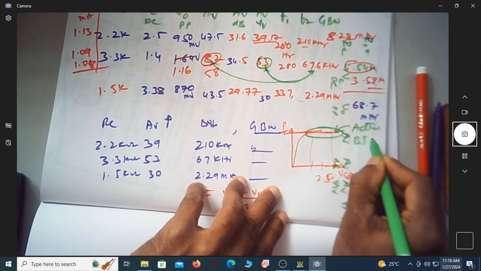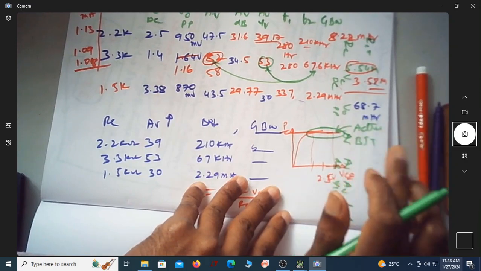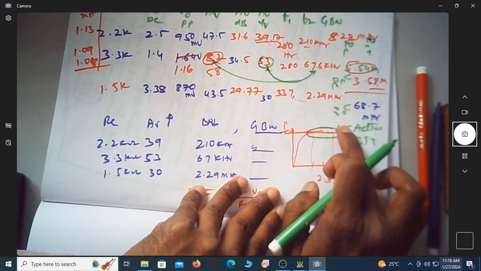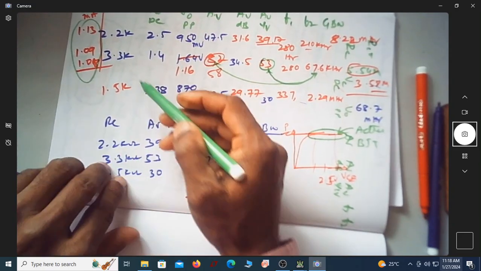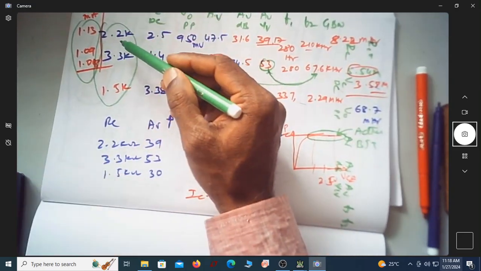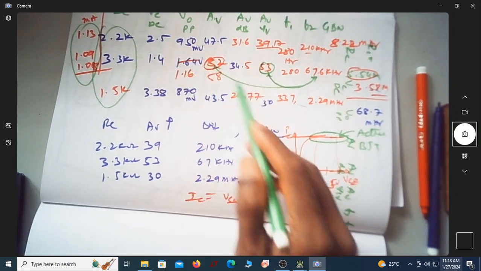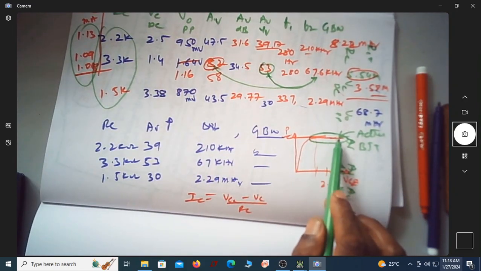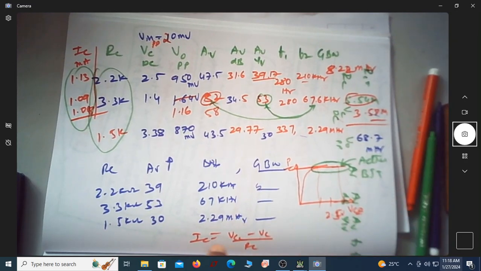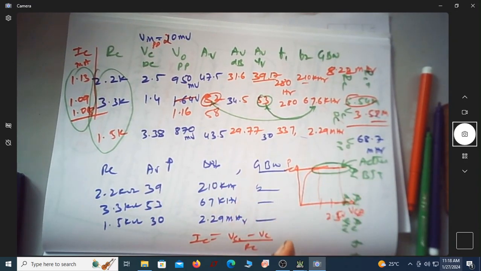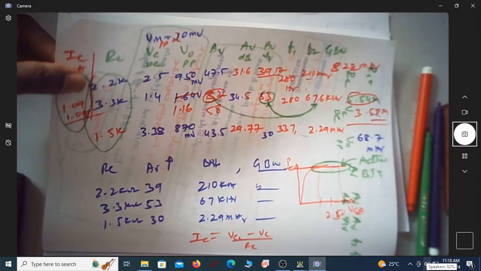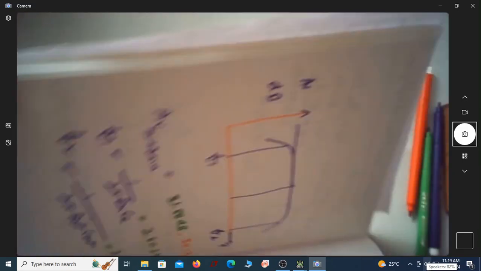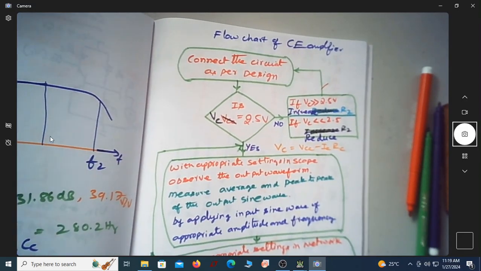So this is the active region in BJT, which is analogous to the saturation region in MOSFET. As long as the BJT is operating in the active region, this current remains constant even if you change the resistance to a smaller or larger value, provided the MOSFET or the BJT is in the active region. So these are typical readings you will get while performing a CE amplifier experiment. Hope you can now relate it to the experiment that you have done in your lab. Thank you.